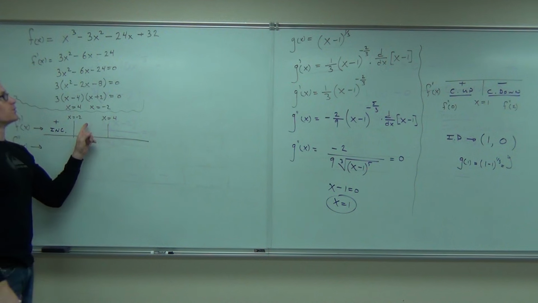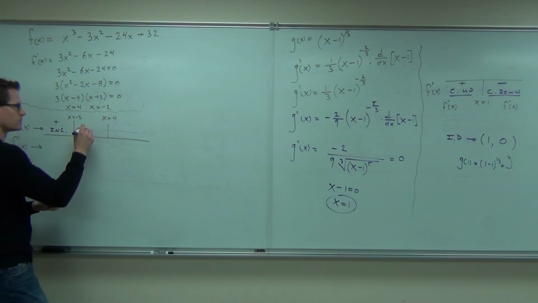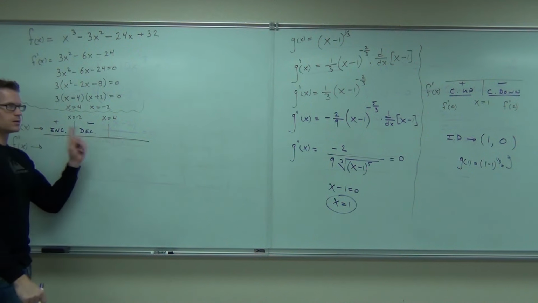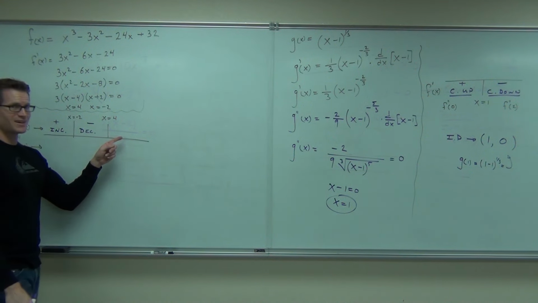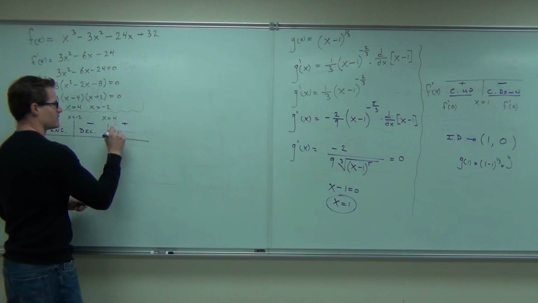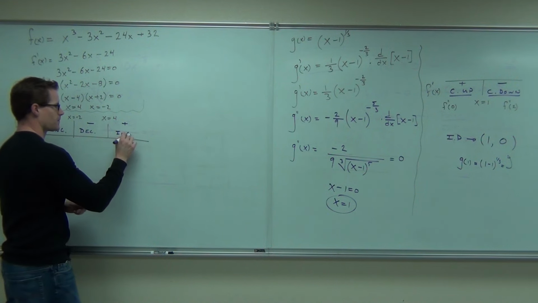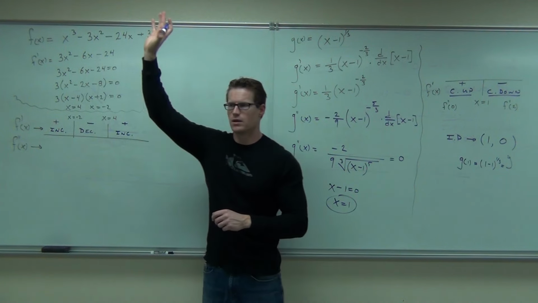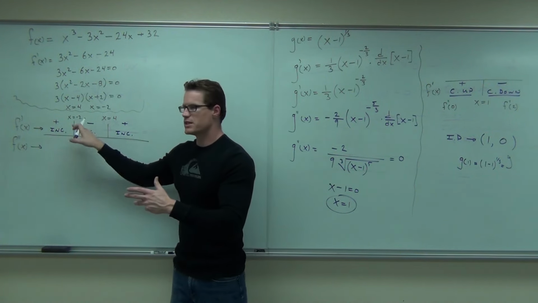How about for 0? I think I'd probably do that wrong. Decreasing. Increasing? Yeah. Show of hands, how many people made it that far? Did you interpret it correctly for increasing, decreasing, increasing?